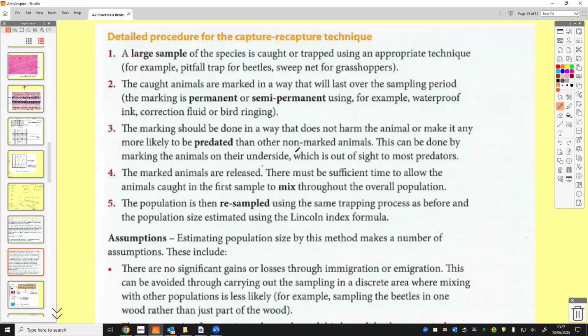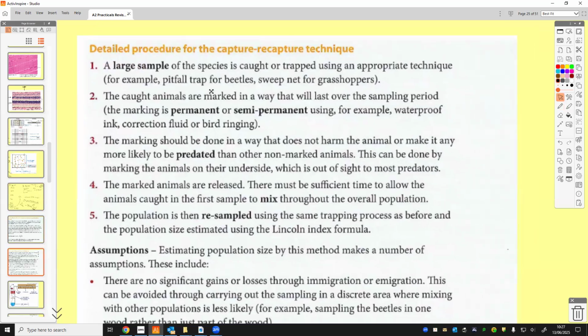They sometimes ask about the assumptions here with this as well. So it needs to be a large sample which have been caught or trapped, and they need to be marked in a way that doesn't make them obvious to predators. So semi-permanent marker, bird ringing, etc. Put it on the underside of their body, etc. So it shouldn't make them more obvious to predators. You don't put a big tip X mark on their back so that predators can see it.